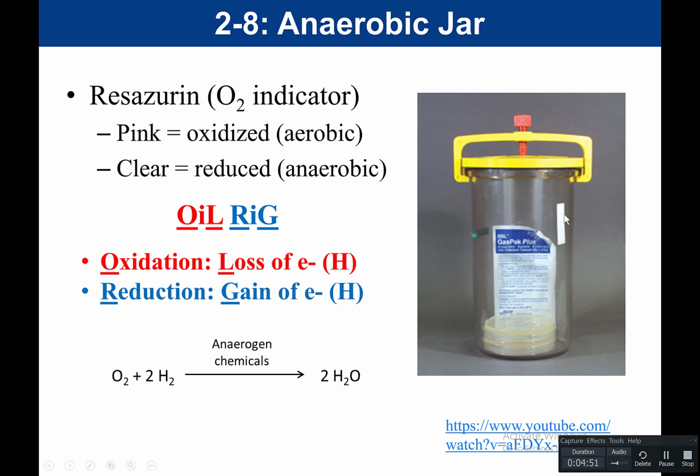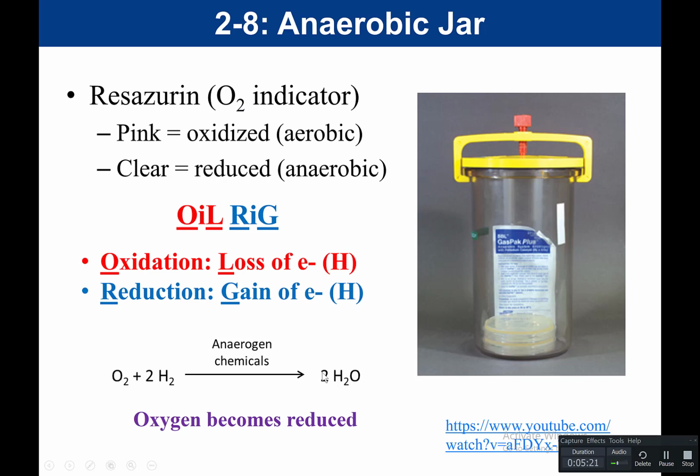They're in this little pack here. And these chemicals are referred to as anaerogen chemicals. And these anaerogen chemicals, their job is to reduce oxygen to form water. So notice that this oxygen is going to become reduced. It's going to gain electrons, it gains hydrogens, and that's why it becomes water. So these chemicals, their job is to reduce the oxygen to form water.